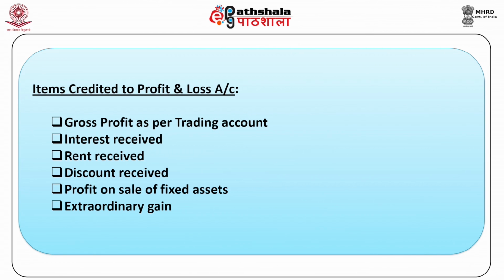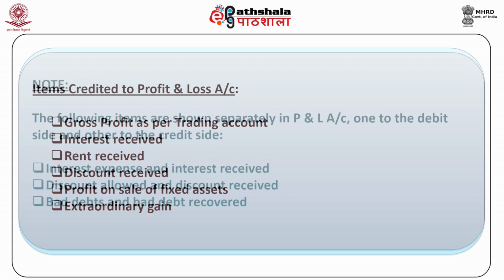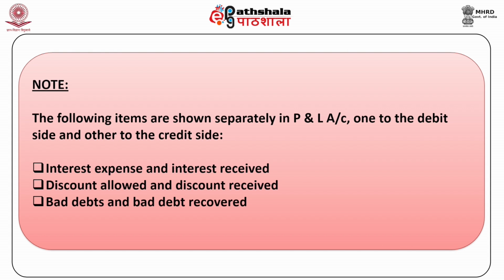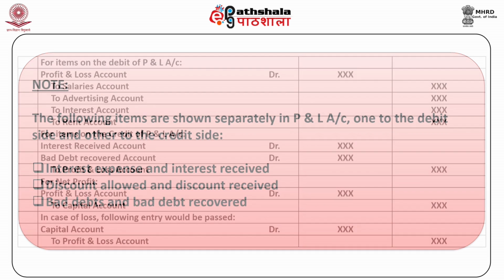Items credited to profit and loss account. 1. Gross profit as per trading account. 2. Interest received. 3. Rent receipt. 4. Discount received. 5. Profit on sale of fixed assets. 6. Extraordinary gain. Note: the following items are shown separately in the P&L account, one on the debit side and the other on the credit side: interest expense and interest received, discount allowed and discount received, bad debts and bad debts recovered.